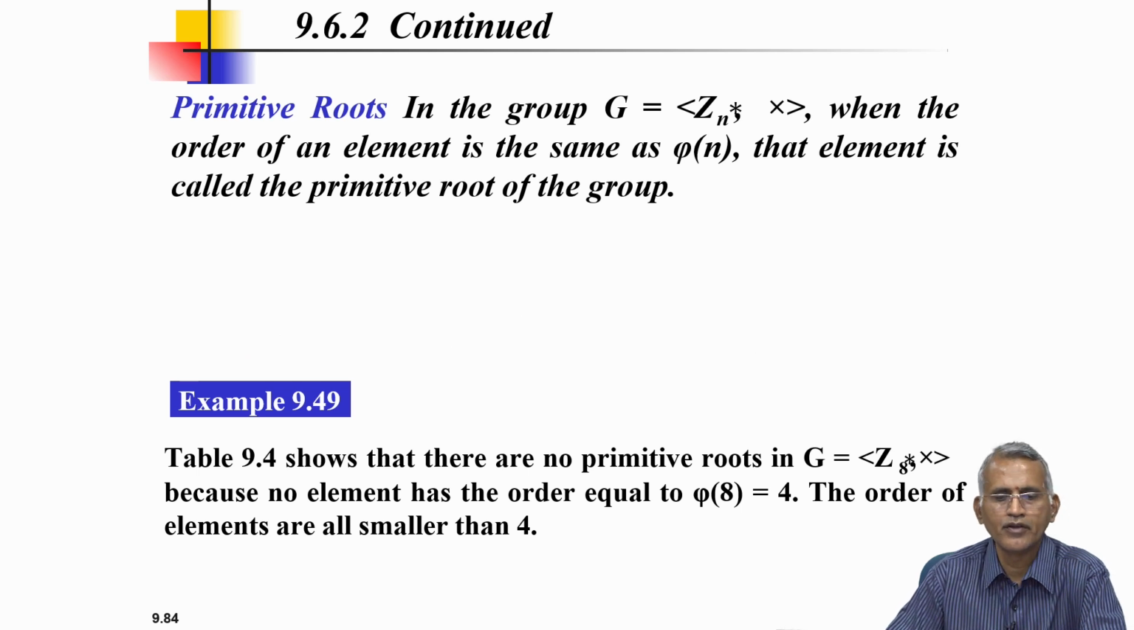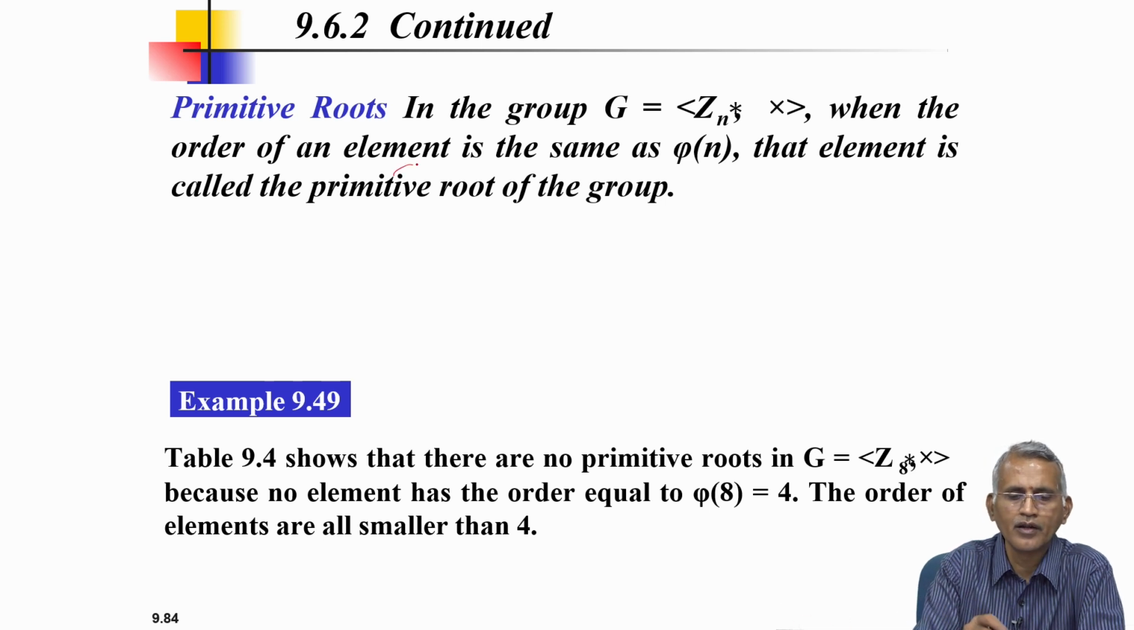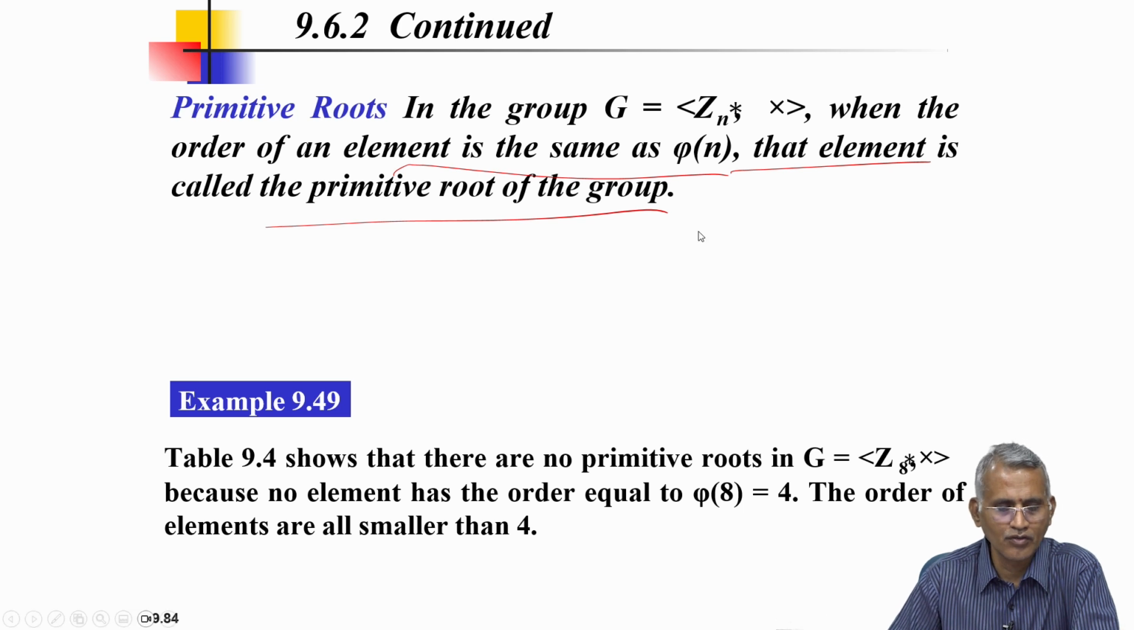Next one is primitive root. If, in the integers modulo n, the order of an element is the same as phi of n, it is called a primitive root of the group. So, Table 9.4 shows that there is no primitive root in the integers modulo 8, because no element has the order phi of 8, which equals 4.